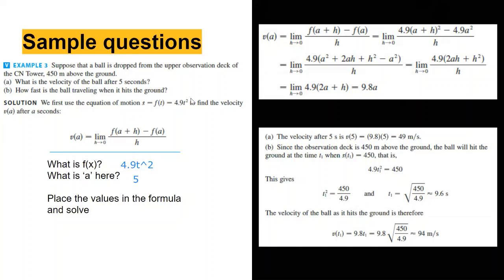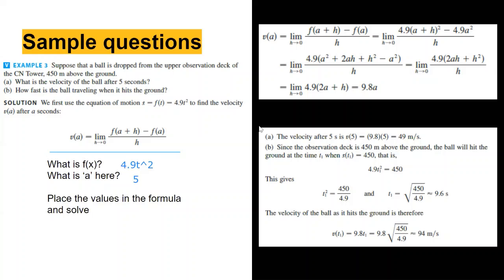After we know this, we can move to the other part of the question, which is velocity after 5 seconds, which would be just using the formula given by the previous part of the question, which is 9.8 a. Instead of a, we would put in 5 seconds, which gives us 49 meters per second.